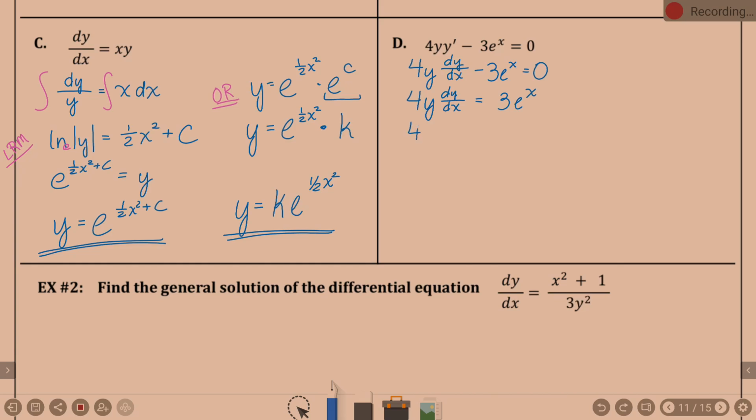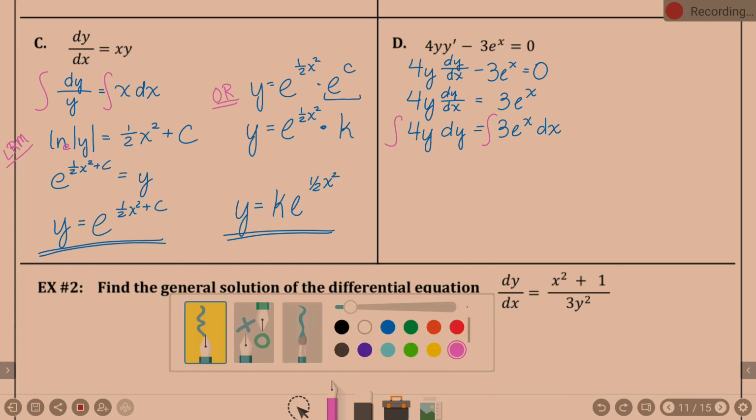And then, not divide the 4y. And multiply the dx. I'm going to leave the 4y and dy where it is, and multiply the dx over. So 3e to the x dx. Okay. Now can we divide the 4? I would just go ahead and integrate here. I don't know that it's going to benefit me to have a fraction on either side. So I would go ahead and integrate.